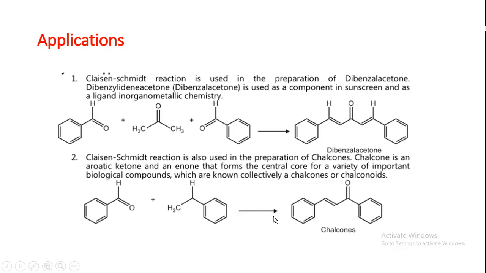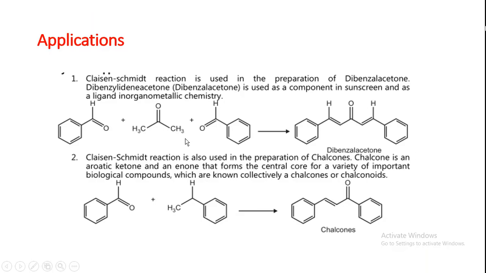Next, applications. So Claisen-Schmidt reaction is used in the preparation of dibenzylideneacetone. I have already shown you. You can show that one as your example. So dibenzylideneacetone is used as a component in sunscreen and as a ligand in organometallic chemistry. So this is dibenzylideneacetone.